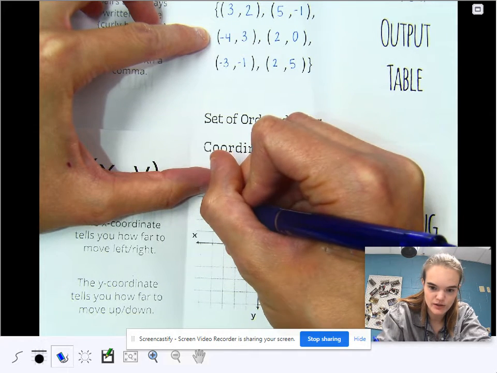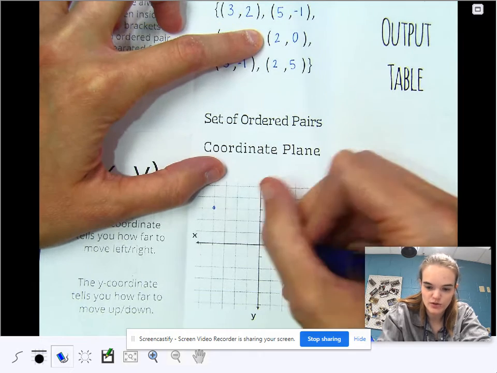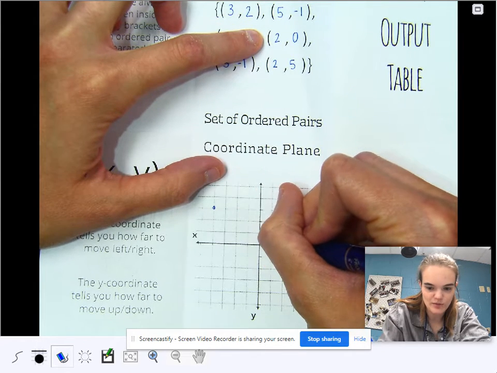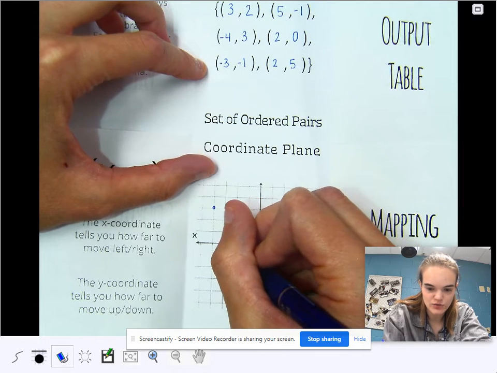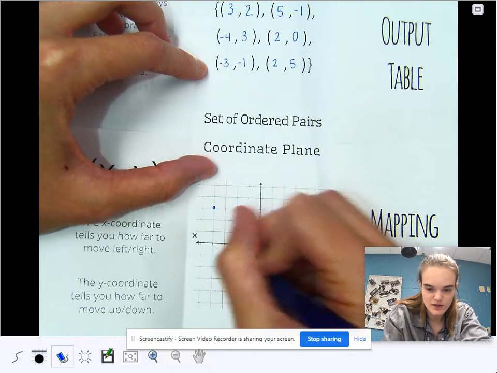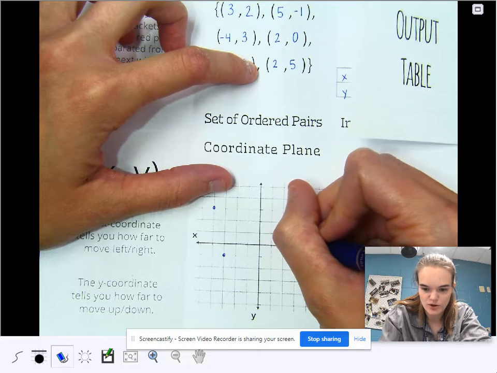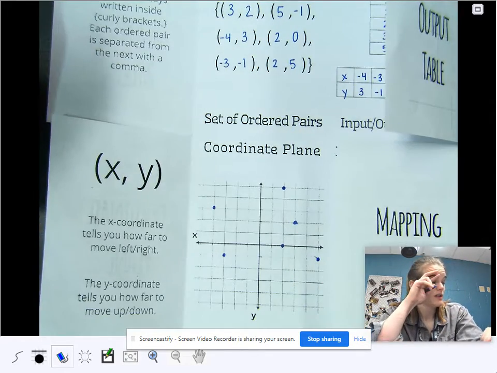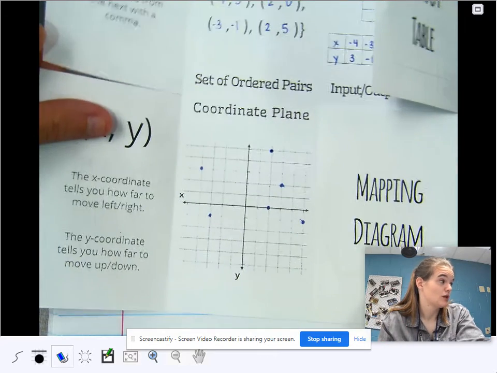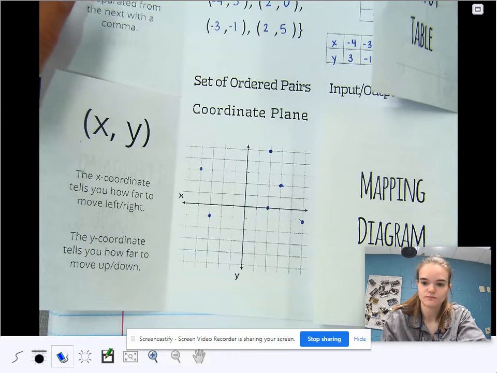(2, 0): over 1, 2, and I don't move up or down. (-3, -1): negative 1, 2, 3, down 1. And (2, 5): over 2, up 1, 2, 3, 4, 5. There's my coordinate plane. That should be a review. You should already know how to graph points.